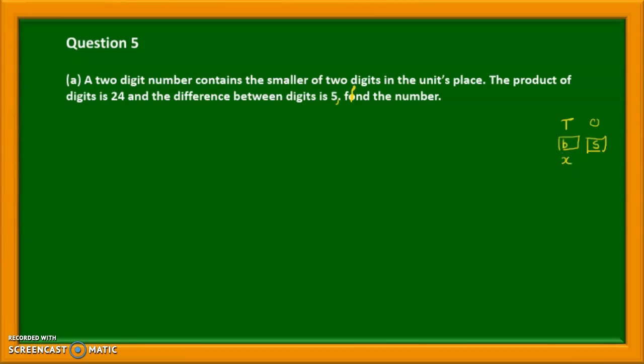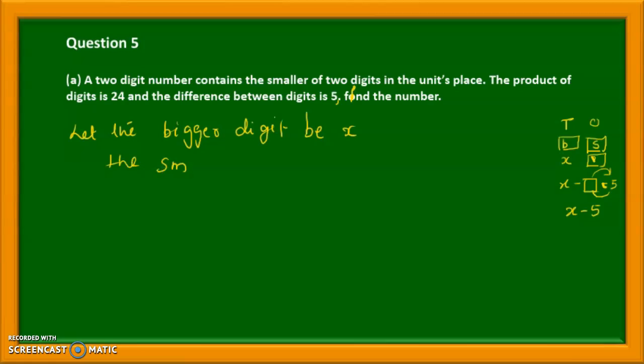If we take the bigger as say x, the smaller we don't know, it should be calculated. What's given here? The difference between these two, x minus the digit which is not given, is equal to 5. Taking this to the other side, the smaller one is equal to x minus 5. So we can write: let the bigger digit be x, then the smaller digit be x minus 5.